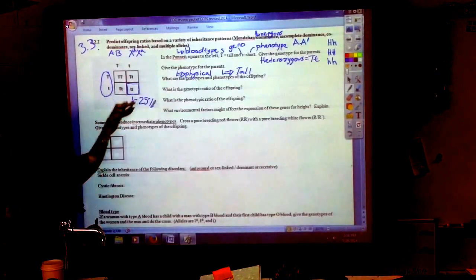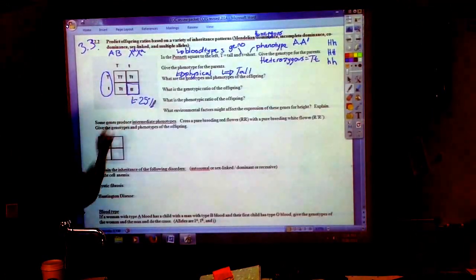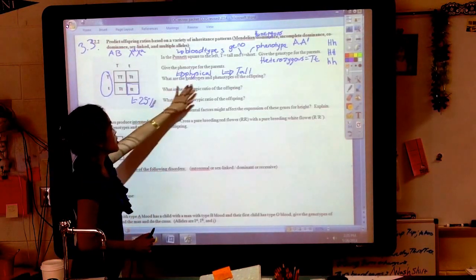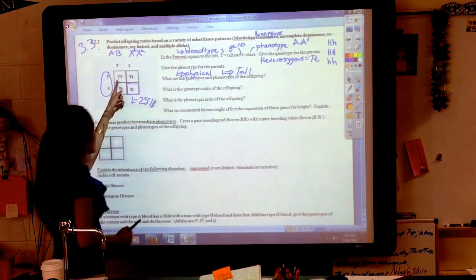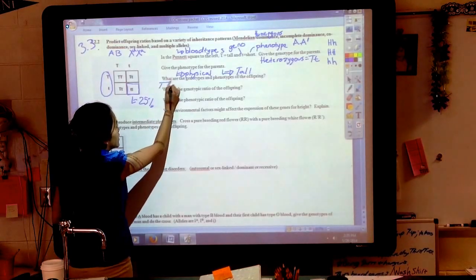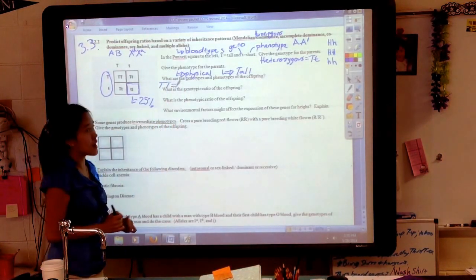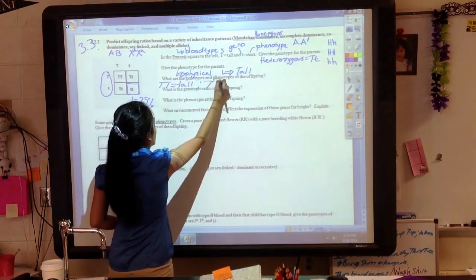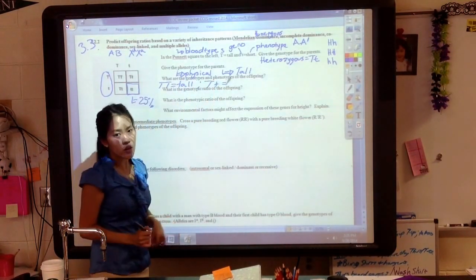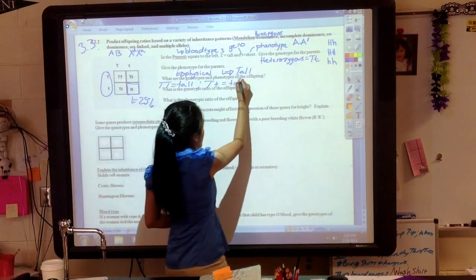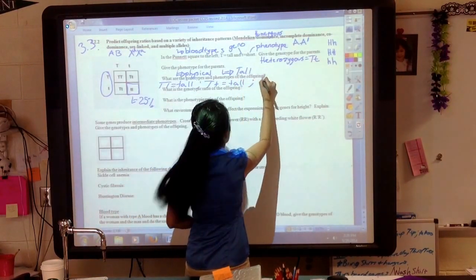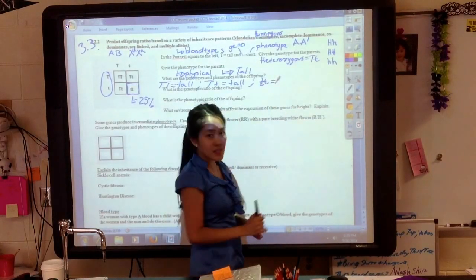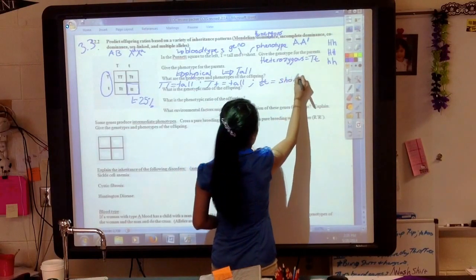It means each time you have a child, you have a 25% chance of having a short child or a short offspring. So what are the genotypes and phenotypes of the offspring? If you are big T, that means you're homozygous dominant, and that actually means that you're tall. If you are big T, little t, this means you are heterozygous, and you would also be tall. If you are little t, then this means you're homozygous recessive, and you'll be a short offspring.